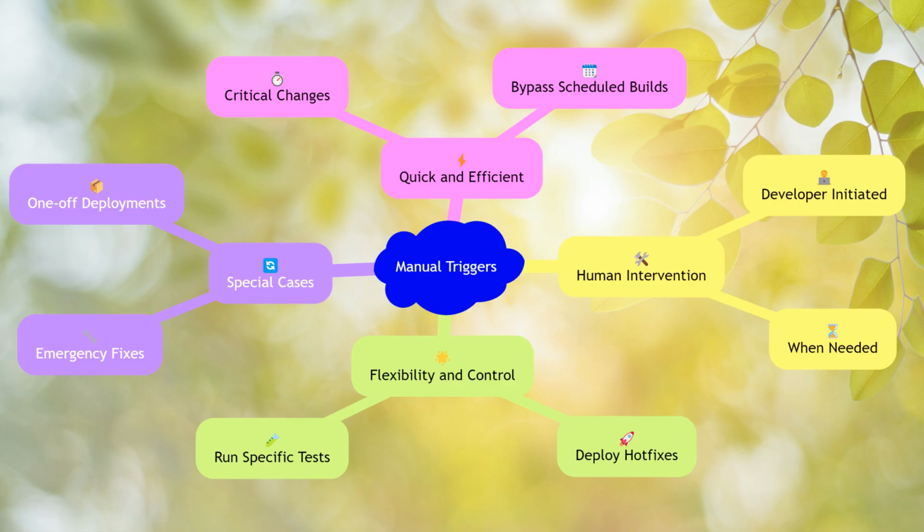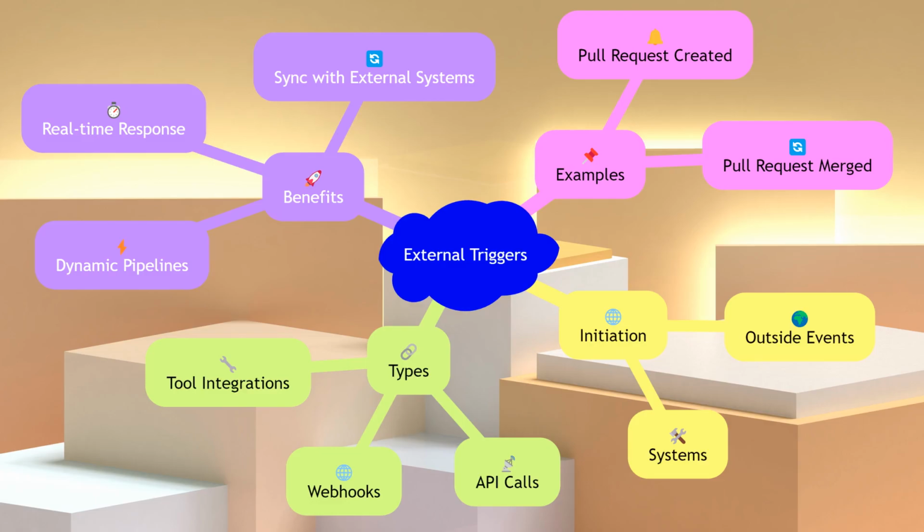Manual triggers require human intervention to start the build process. These are often used for special cases, such as deploying hotfixes or running tests on specific branches. Manual triggers provide flexibility and control, allowing developers to initiate builds when needed. They are particularly useful in scenarios where automated triggers may not be suitable, such as emergency fixes or one-off deployments. By using manual triggers, teams can ensure that critical changes are deployed quickly and efficiently without waiting for the next scheduled or automated build.